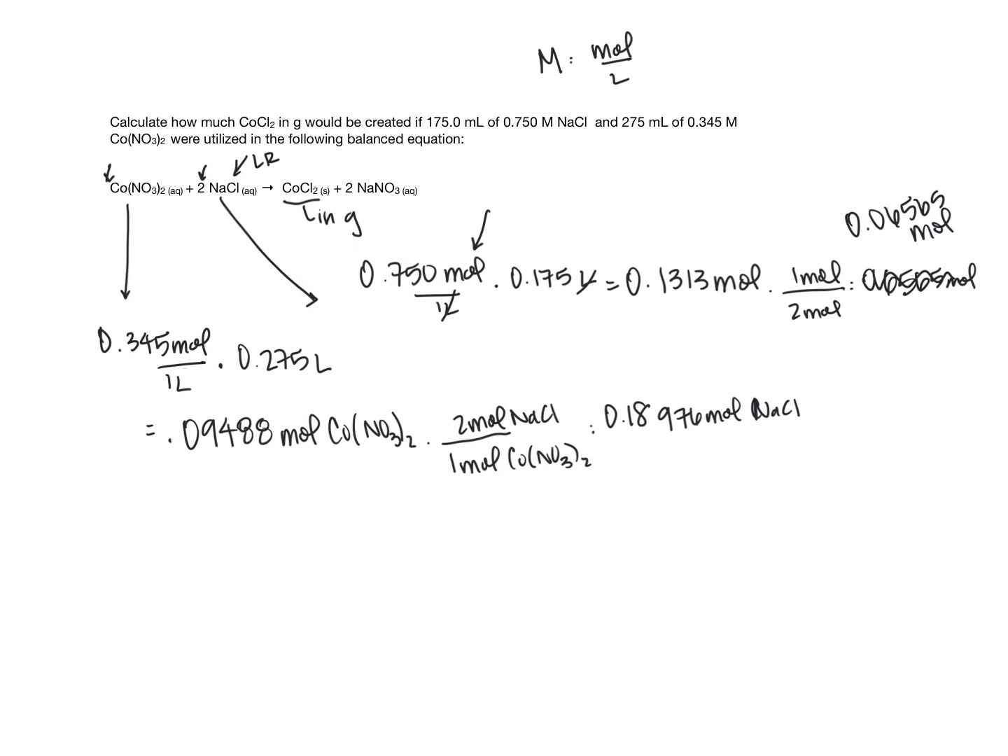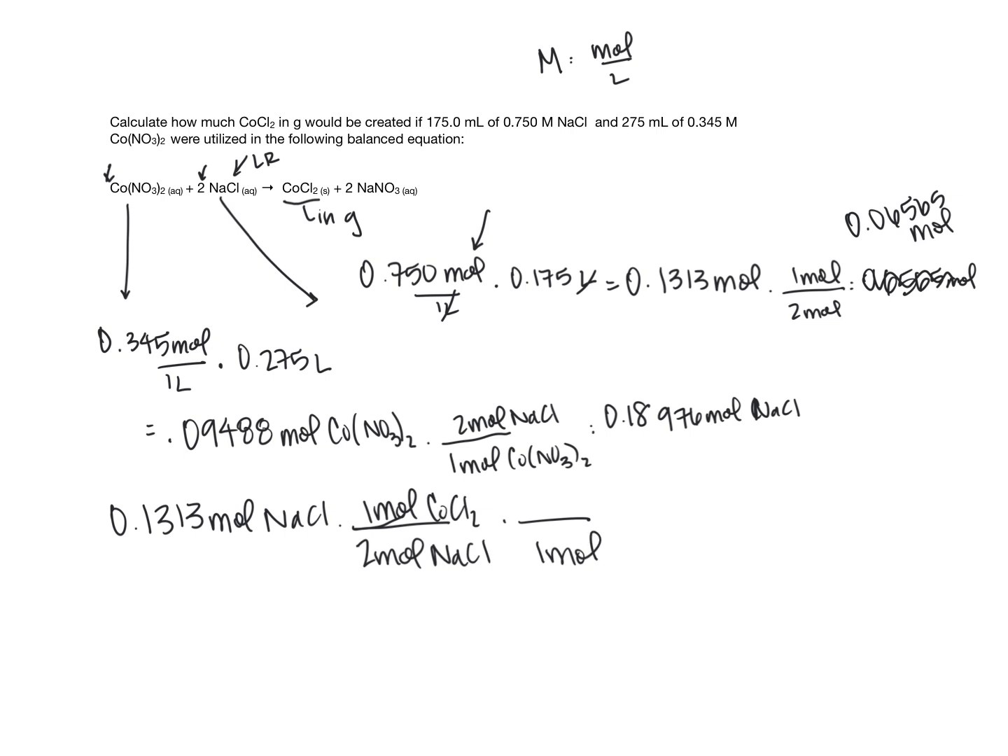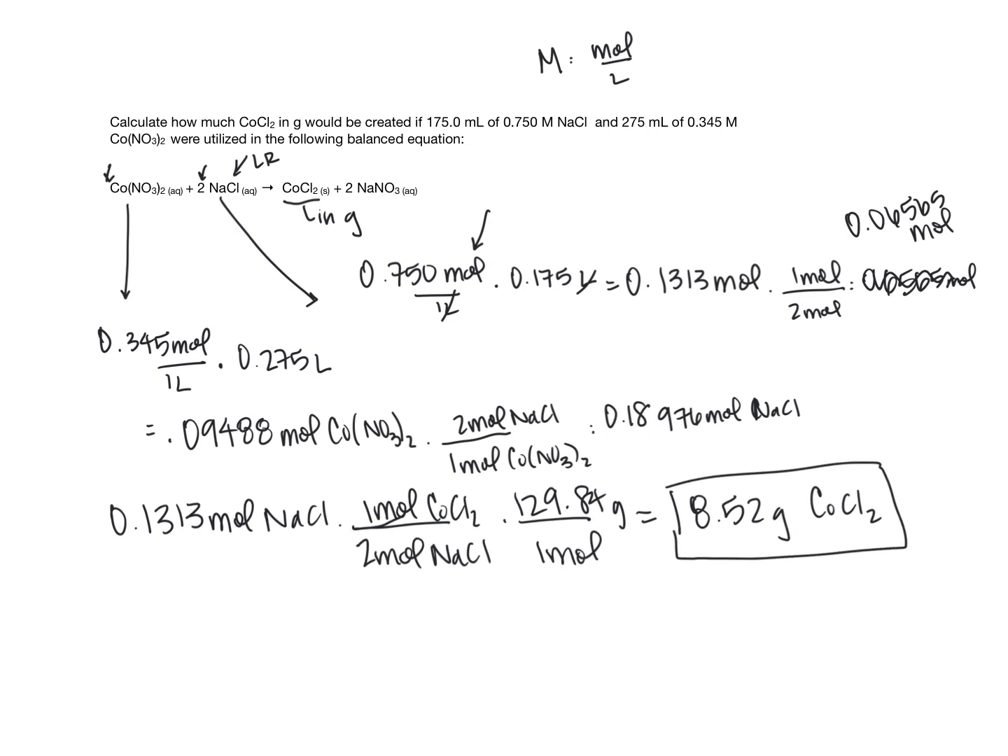So I'm going to take my moles of sodium chloride, 0.1313 moles of NaCl. I'm going to use the stoichiometric coefficients of 2 moles of sodium chloride for every 1 mole of cobalt chloride. And in 1 mole of cobalt chloride, there are 129.84 grams in 1 mole. And so that gives me 8.52 grams of cobalt chloride could be produced if this reaction goes to completion.